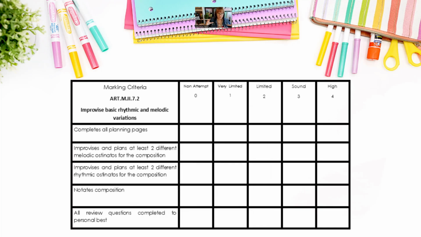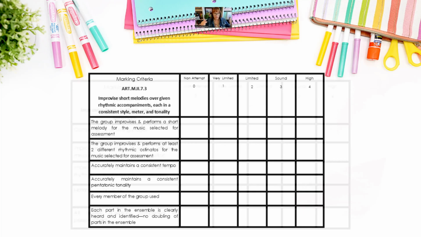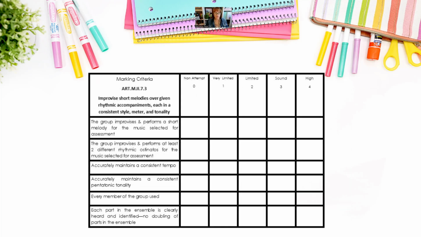This is just a bit bigger so you can see it. So I've already gone through that one. And you can see here, this is the other one. So again, the group improvises and performs a short melody, and so on. So accurately maintains a consistent tempo. It's really easy to see which kids actually can stay in time and which kids can't. So this is where you can go there.